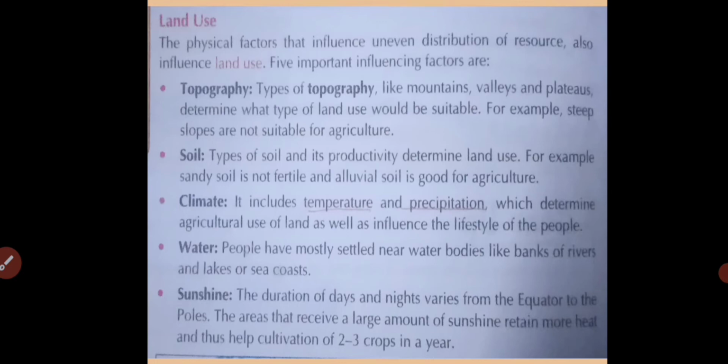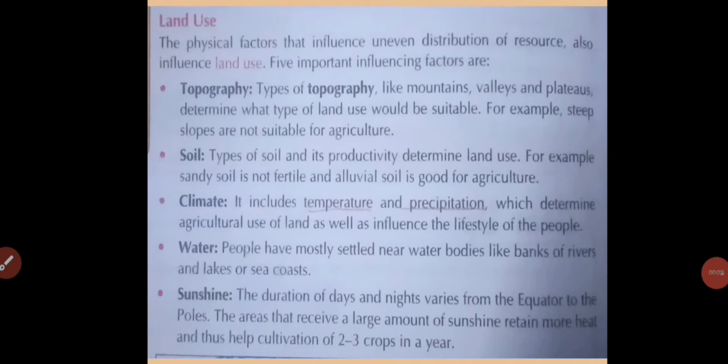Next is soil. Type of the soil and its productivity determine land use, कि उस एरिया की जो सोइल है वो कितनी फर्टाइल है, कितनी प्रोडक्टिव है, उस पर भी डिपेंड करता है कि वहाँ की लैंड कैसे यूज़ होगी. अगर लैंड फर्टाइल है we can use that land for agriculture. For example, sandy soil that is not fertile, that is not used for agriculture.